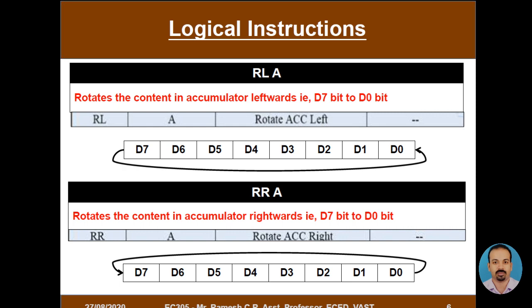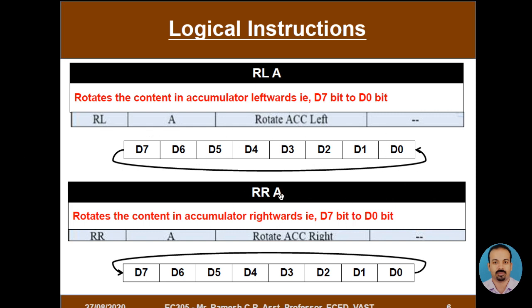So RL A means rotate left, so the accumulator content is rotated left. That means D7 is rotated to D0, D0 to D1, D1 to D2, D2 to D3, D3 to D4, D4 to D5, D5 to D6, D6 to D7, and D7 to D0. So likewise you can see there's a leftward shifting.